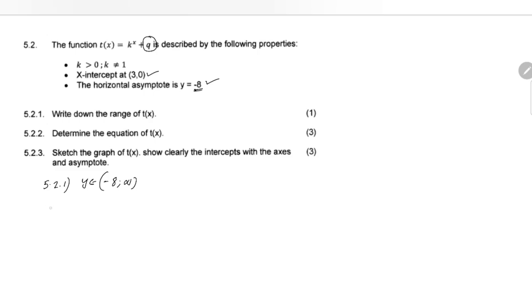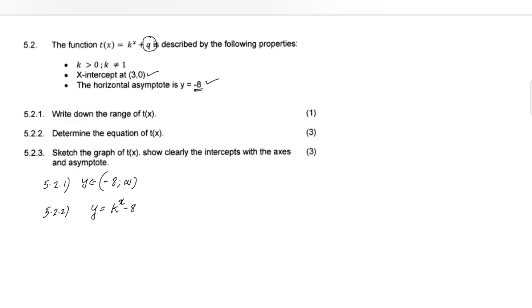Now 5.2.2. What is that? Determine the equation of t of x. At this stage, what is t of x? Let me write it in standard form. y is equal to k to the power x plus q. And q we know is minus 8, isn't it? Okay. So this is the equation at this stage. Now you need to find the value of k. Then we are done. The equation is going to be completed.